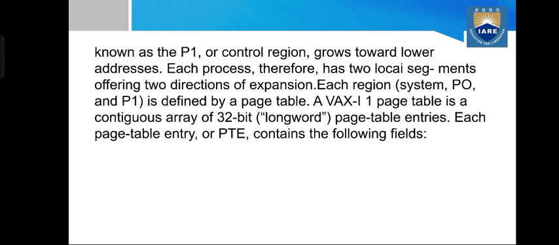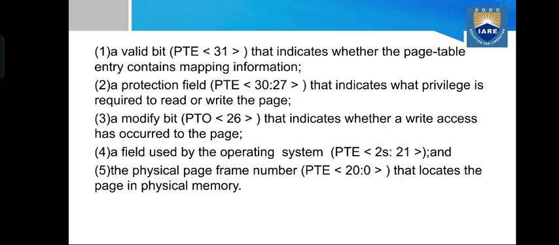Each region, system, P0 and P1, is defined by a page table. A VAX-11 page table is a contiguous array of 32-bit longword page table entries. Each page table entry, or PTE, contains the following fields. A valid bit that indicates that the page table entry contains mapping information. A protection field that indicates the privilege required to read or write the page. A modified bit that indicates whether a write access has occurred to the page. A field used by the operating system, and the physical page frame number that locates the page in physical memory.